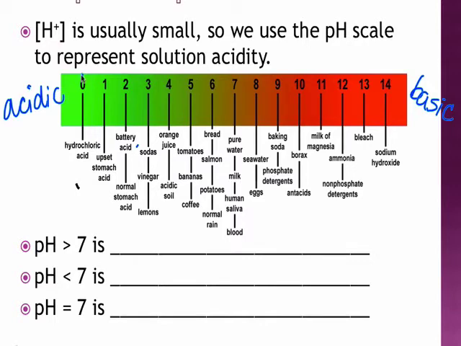Another thing you need to know is as we move on our pH scale here, as I jump from 0 to 1 to 2 to 3 and I keep going, each of those jumps is a factor of 10.